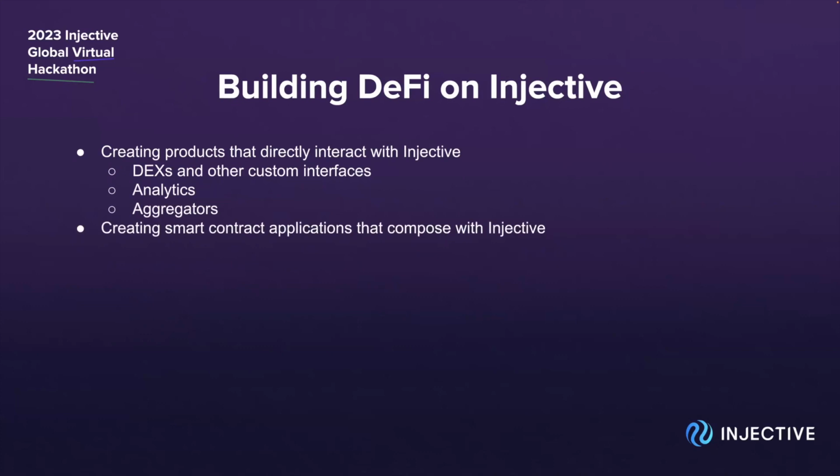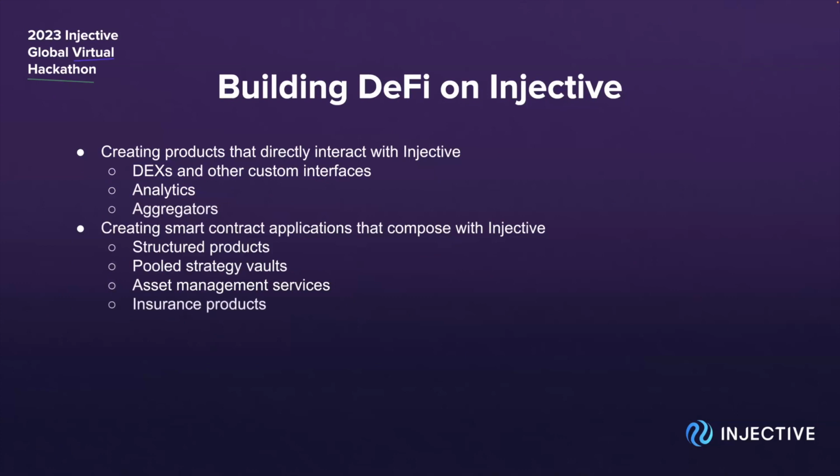You can also create smart contract applications that compose with Injective. These can be things like structured products, pooled strategy vaults, some asset management services like an ETF, etc., insurance products, and even credit products. And really, the sky's the limit here.